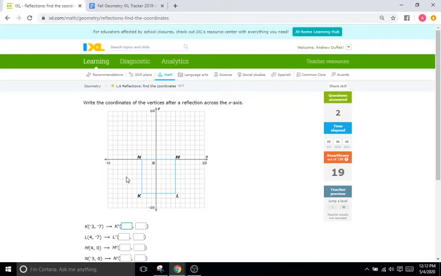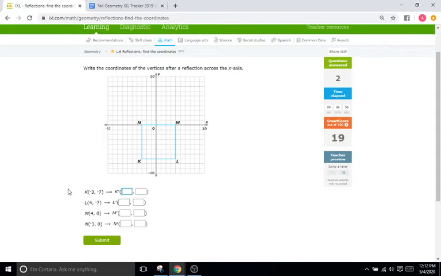See, that was much quicker than counting. If you, again, are able to understand and break down the rule, that's great. If not, just do the counting, and that can't pull you the wrong way unless you miscount or something. So this is a reflection over the x-axis. So we'll do the rule here real quick. The x-axis means the x is going to stay the same and the y is going to change. So we'll start here with K.